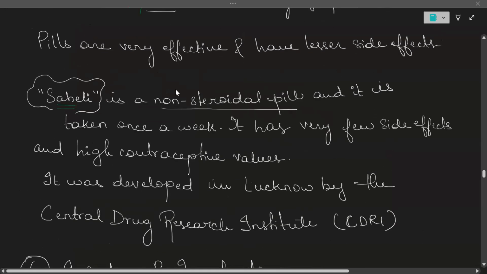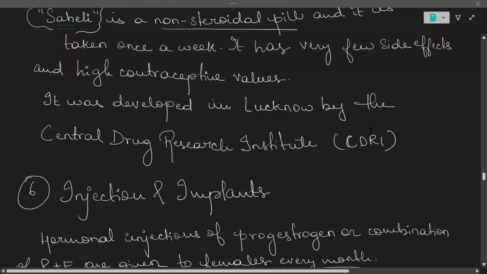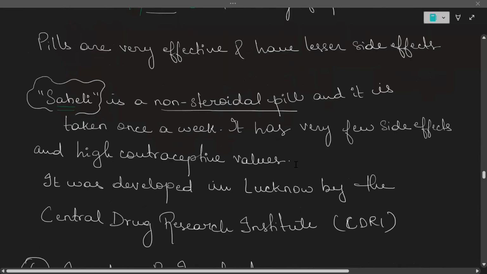Okay, so Saheli is a non-steroidal pill and it is taken once a week. It has very few side effects and high contraceptive value. Where was it developed? It was developed in CDRI, that is Central Drug Research Institute in Lucknow. Clear? Any doubts up until now?